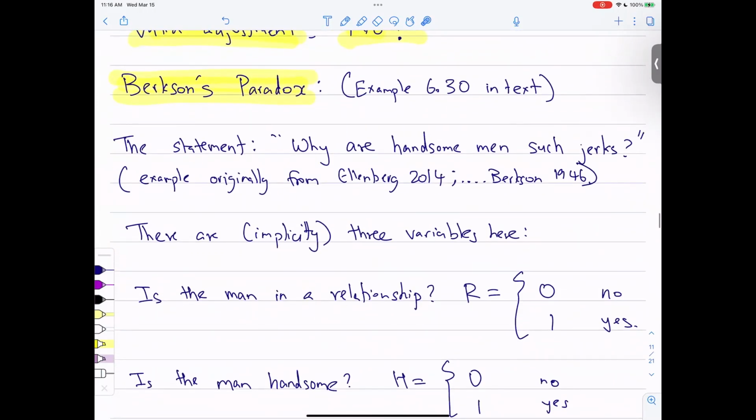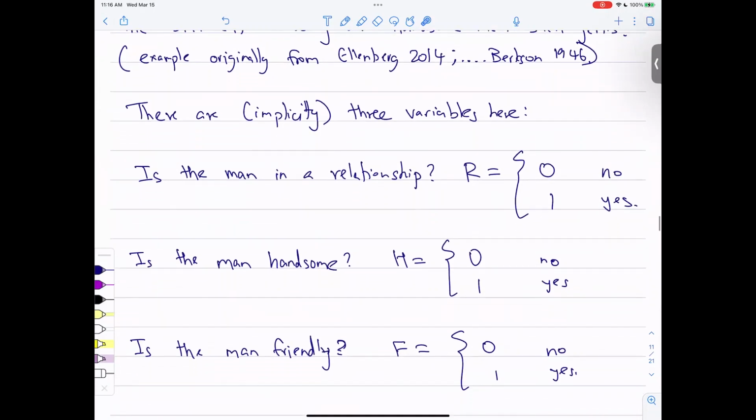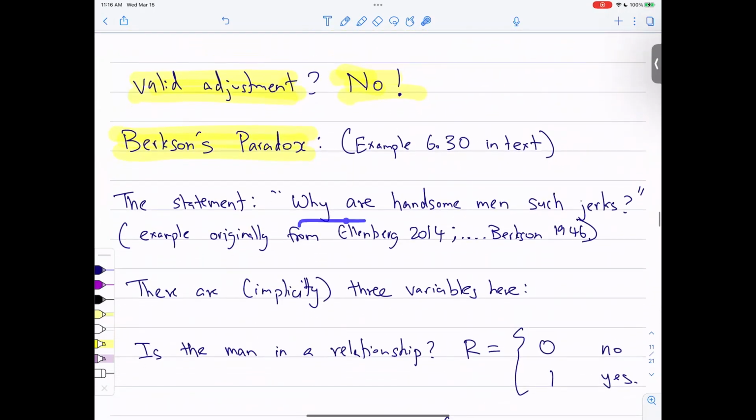Okay. This statement goes back to 1946. The statement is, why are handsome men such jerks? Okay, that's the statement. This is example 630 in the book. There's a long history of study of this stuff. You can go to the book and look at it. Really, this is because there's a conditioning going on. English statements have conditioning. This statement, why are handsome men such jerks, presumably has some relationship statement buried in it, either in a relationship or not in a relationship or something like that. And so that conditioning is essentially causing this.